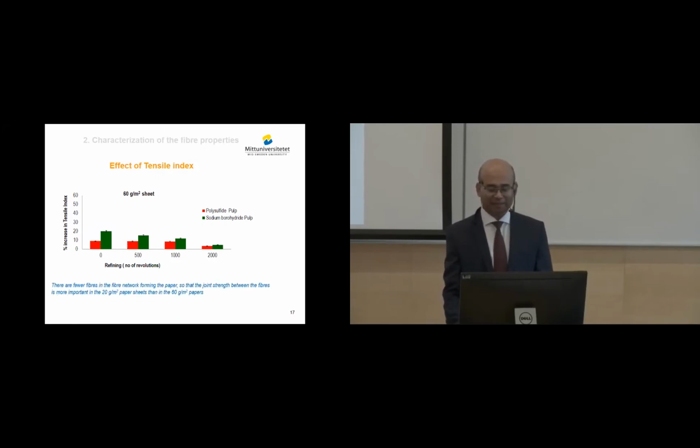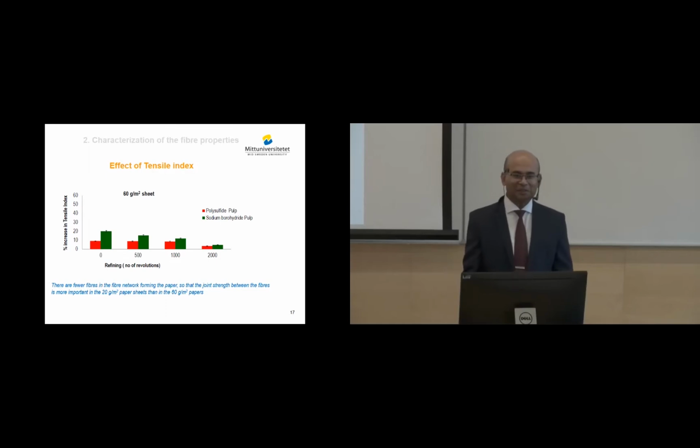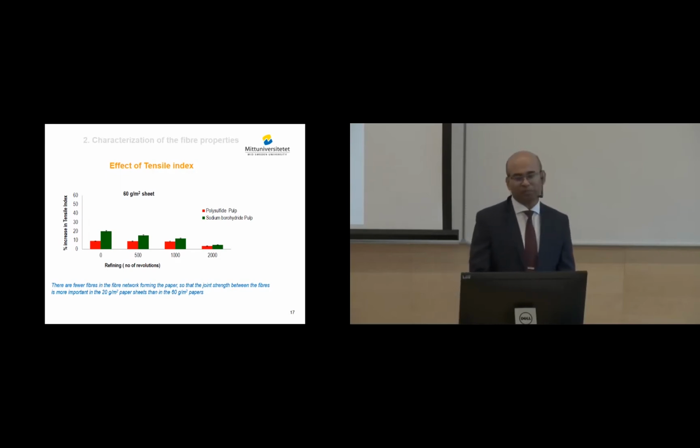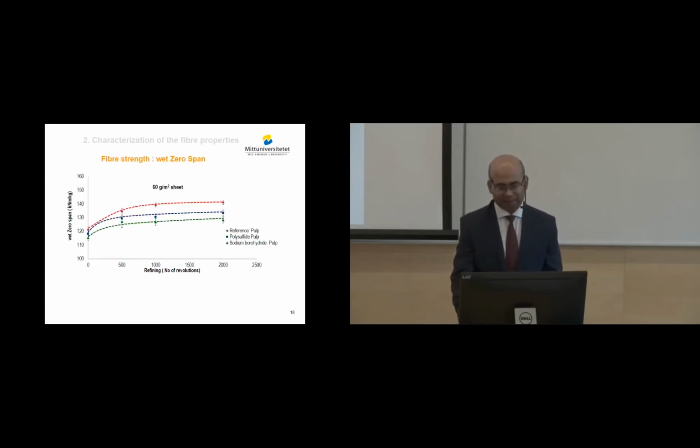So we can ask why the 20 gram handsheet has a better tensile index. It might be that there are fewer fibers in the fiber network, so the joint distance between the fibers is more important for the 20 gram handsheet than for the 60 gram handsheet. So fiber distance properties are also important. That's the zero span parameter that we measured. The red one is the reference, blue is polysulfide, green is sodium borohydride. It looks like the opposite of the tensile index.